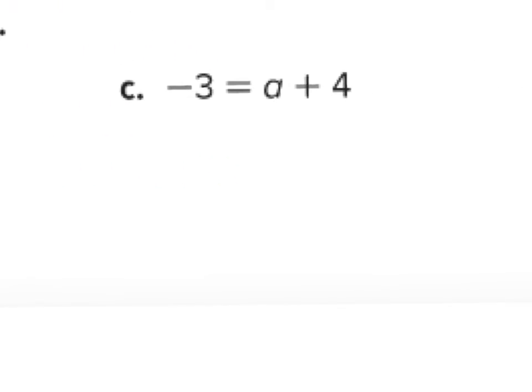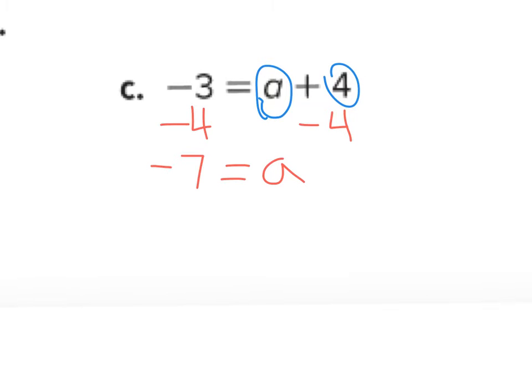And finally, C. I'm going to solve for A. So I want to isolate this A right here. So I have to take away this 4, and I have to use the subtraction property of equality. So minus 4. Whatever I do to one side, I must do to the other side. Minus 4. And now I have A is negative 7, right? Because negative 3, negative 4, all together I have negative 7.